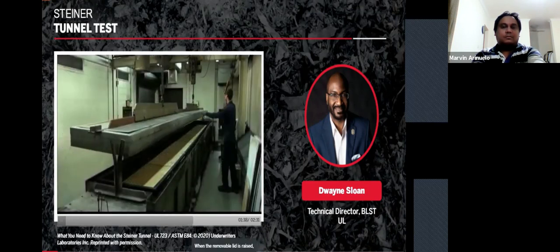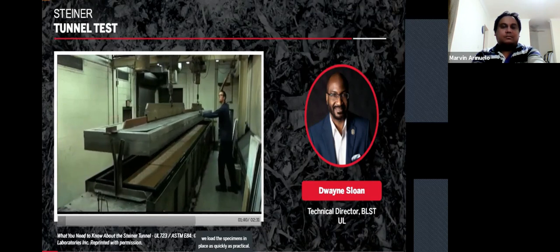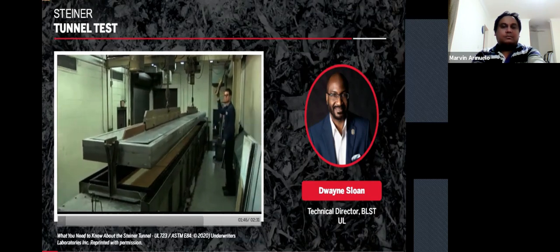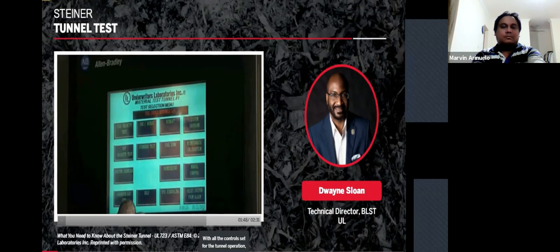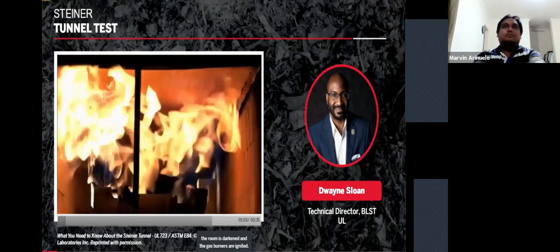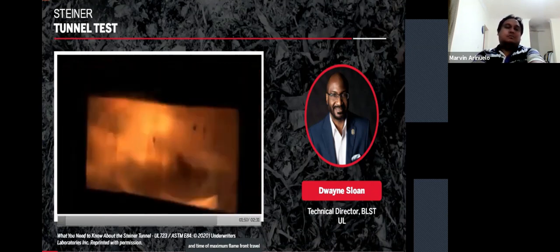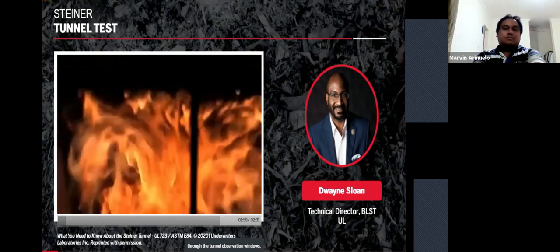When the removable lid is raised, we load the specimens in place as quickly as practical. Then the lid is lowered back into position over the specimen. With all the controls set for the tunnel operation, the room is darkened and the gas burners are ignited. Observers record the distance and time of maximum flame front travel through the tunnel observation windows.